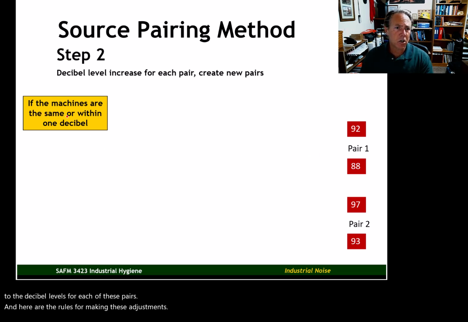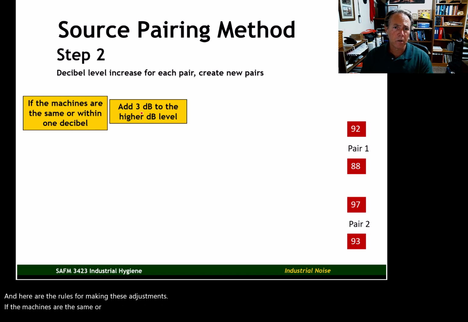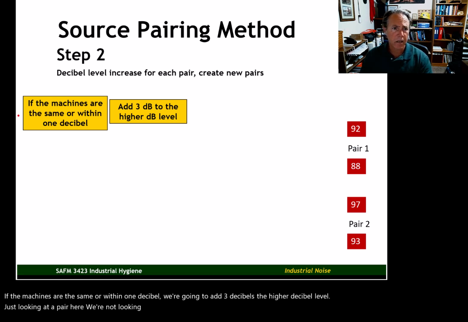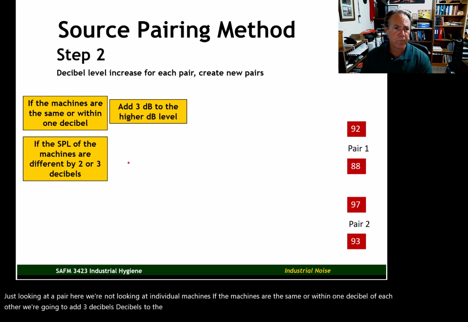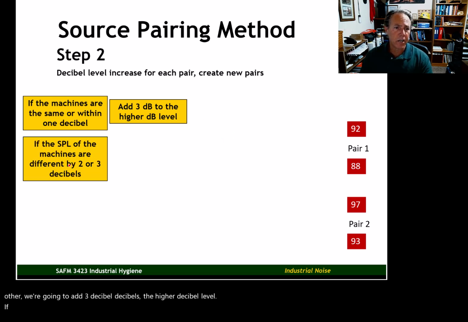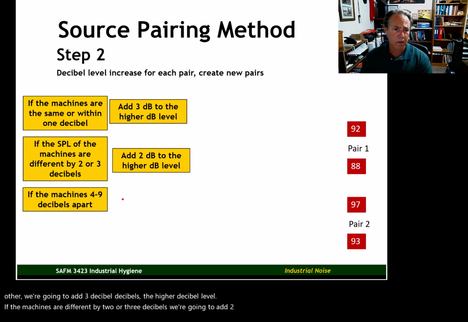If the machines are the same or within 1 decibel, we're going to add 3 decibels to the higher decibel level. Just looking at a pair here. We're not looking at individual machines. If the machines are the same or within 1 decibel of each other, we're going to add 3 decibels to the higher decibel level. If the machines are different by 2 or 3 decibels, we're going to add 2 decibels to the higher decibel level.